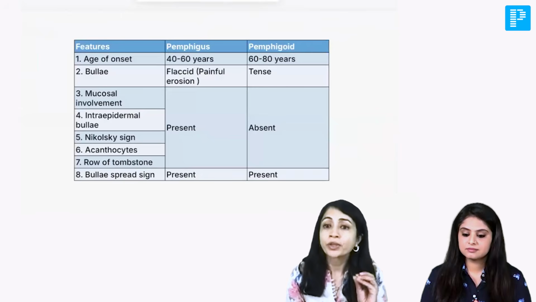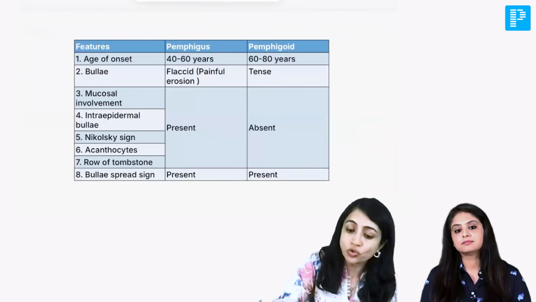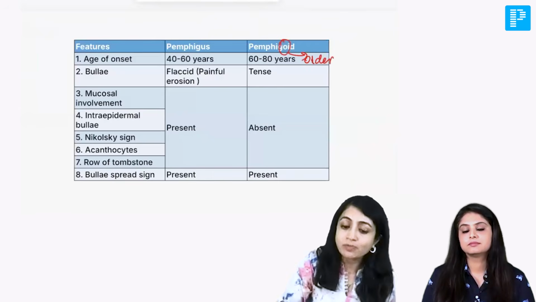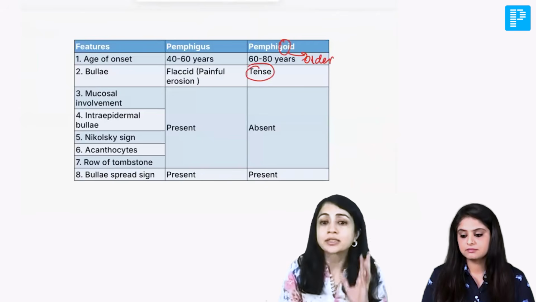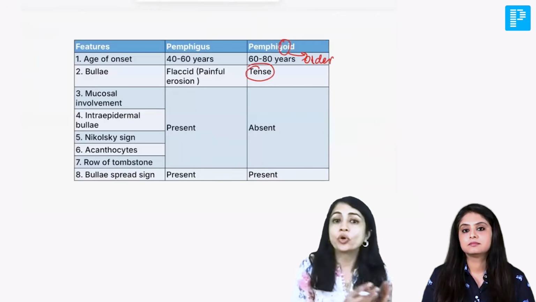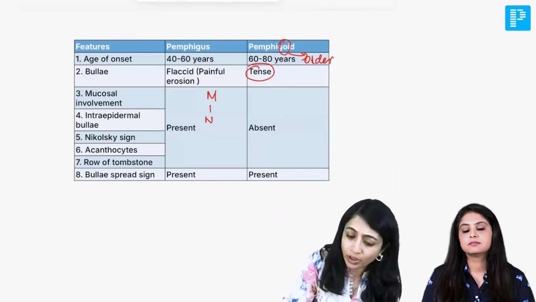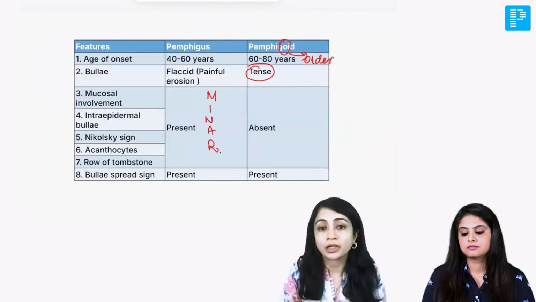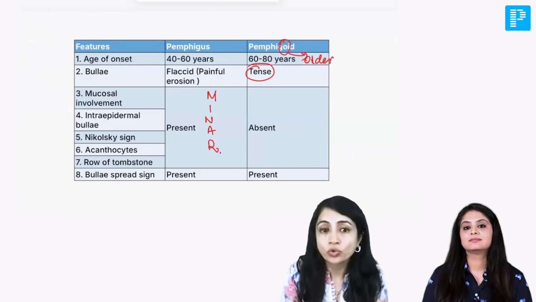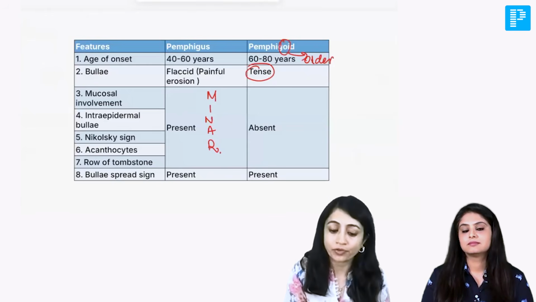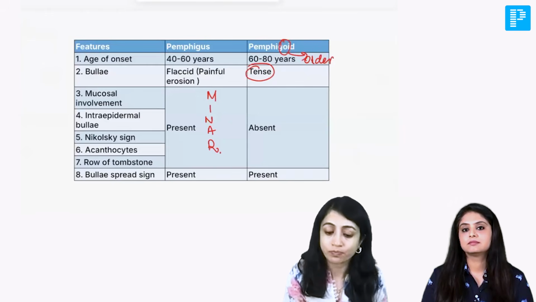Now, before we move on to dermatitis herpetiformis, this is a very good table which can help you differentiate between these two disorders. The pemphigoid group of disorders is usually seen in the older age group, so 60 to 80 years. Bulla would always be tense. And then there are certain features which are absent in pemphigoid and present in pemphigus, which we will remember with a very common mnemonic, which you all know, called MINAR. So MINAR: M for mucosal involvement, present in pemphigus. I for intraepidermal bulla, present in pemphigus. N for Nikolsky sign, positive in pemphigus but not positive in bullous pemphigoid.